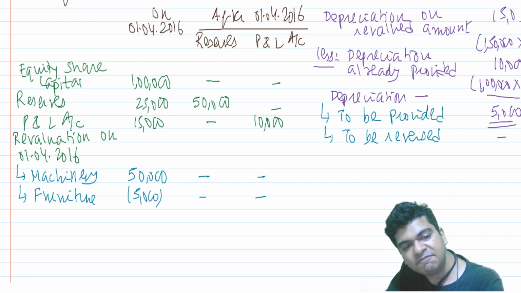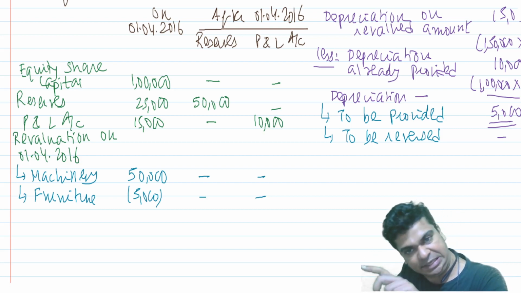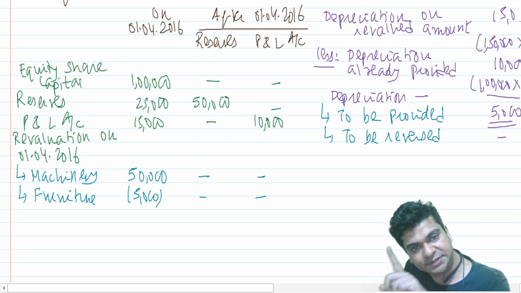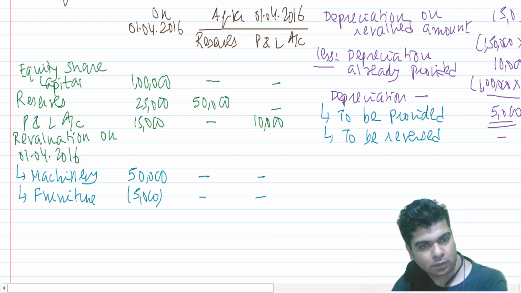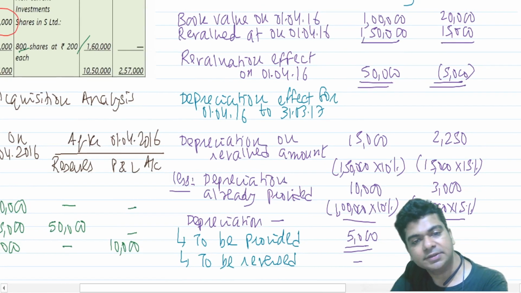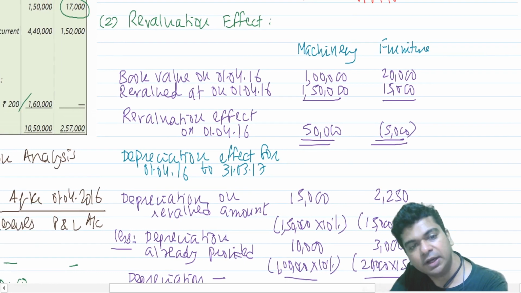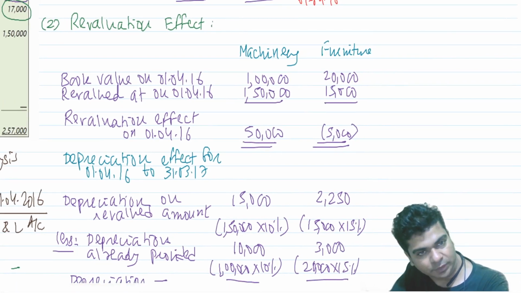You have to give the effect under the column of 1st April 2016. That is important. I'll take you to the working. See, I'll take you to the working. This is the working of the revaluation. Just see. Try to understand all these things logically.